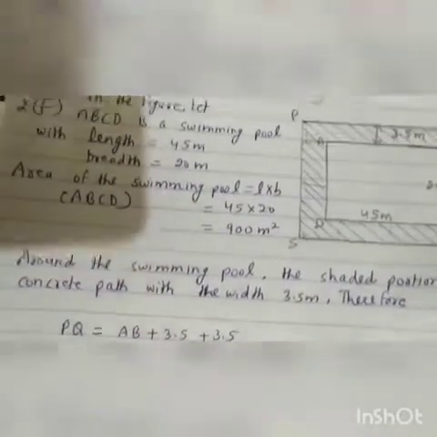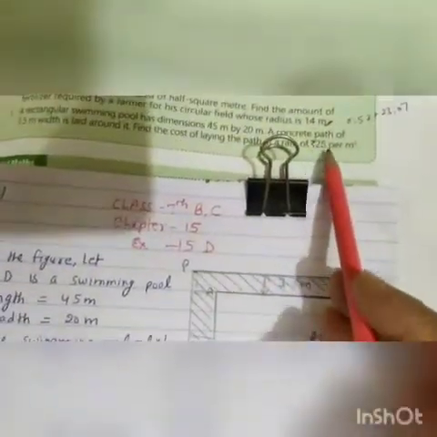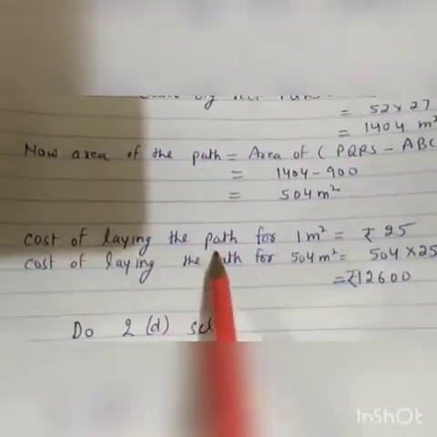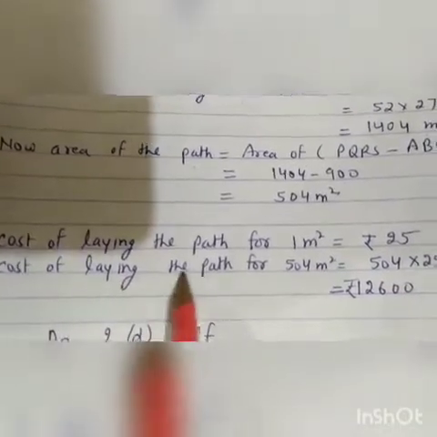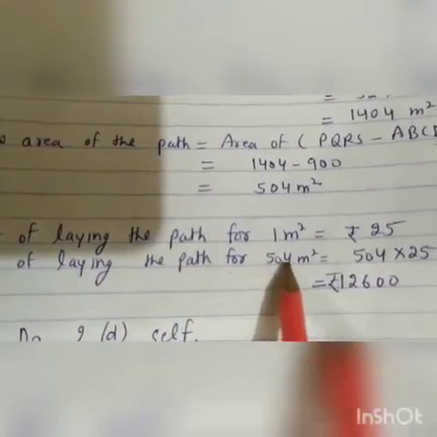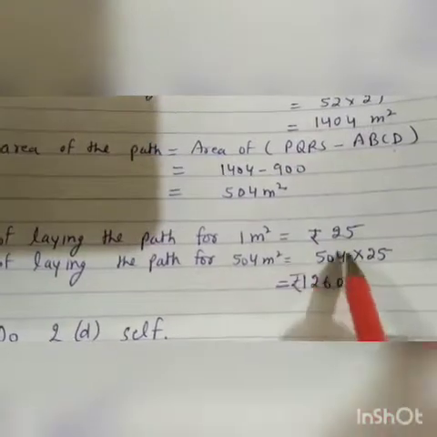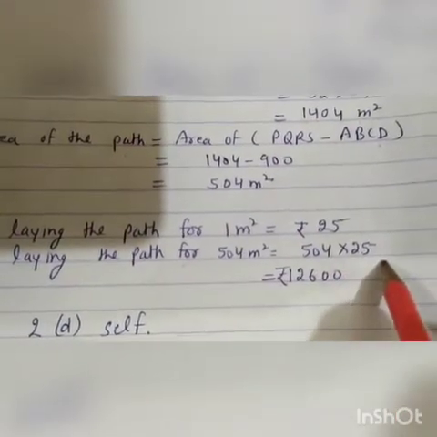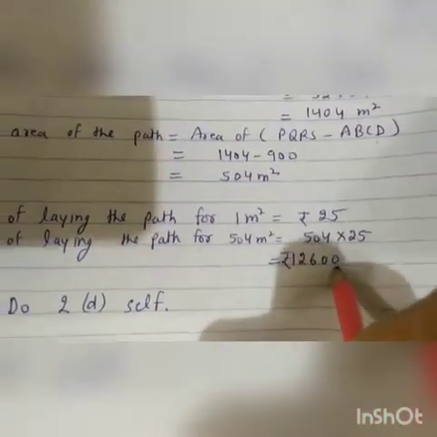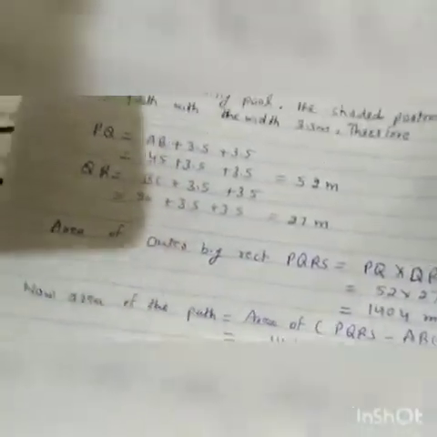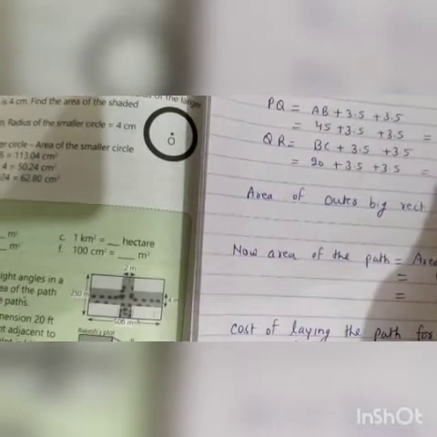Now cost of laying the path is given as rupees 25 per square meter. So cost of laying the path for 1 square meter is equal to 25 rupees. Then cost of laying the path for 504 square meter is equal to 504 multiplied by 25. When we multiply it, we get 12,600 rupees. So students, we completed this exercise 15D, and with this exercise we also completed chapter 15.